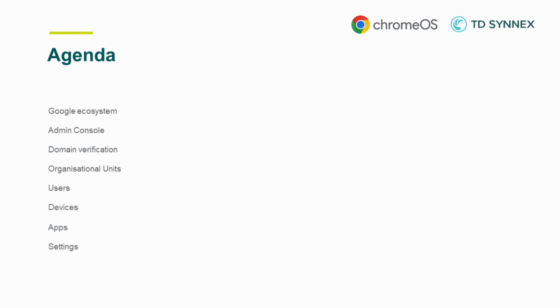So what can you expect from this introduction? Firstly, we're going to take a look at the current Google ecosystem. Second, we will start looking at the admin console and take a look where to start with. Then, one of the first things you need to do within the admin console is to have the domain verified. After the domain verification, we can create organizational units. We will also create a user and enroll a device. And after the device is enrolled, we can add an app to the device. After that, we can also push some settings to the device.